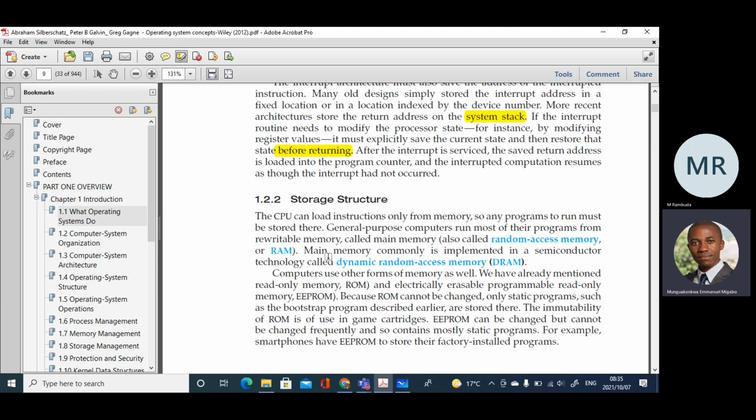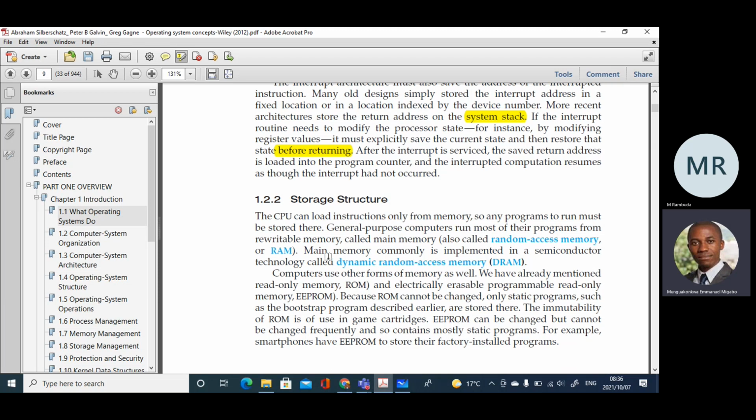So both instructions, meaning programs, and data are stored in memory. By data, we mean the data on which the instructions are executed. They are both stored in memory. So the CPU therefore loads instructions only from memory. So any program to run must be stored first, of course. General purpose computers run most of their programs from writable memory called the main memory, also known as random access memory or RAM.